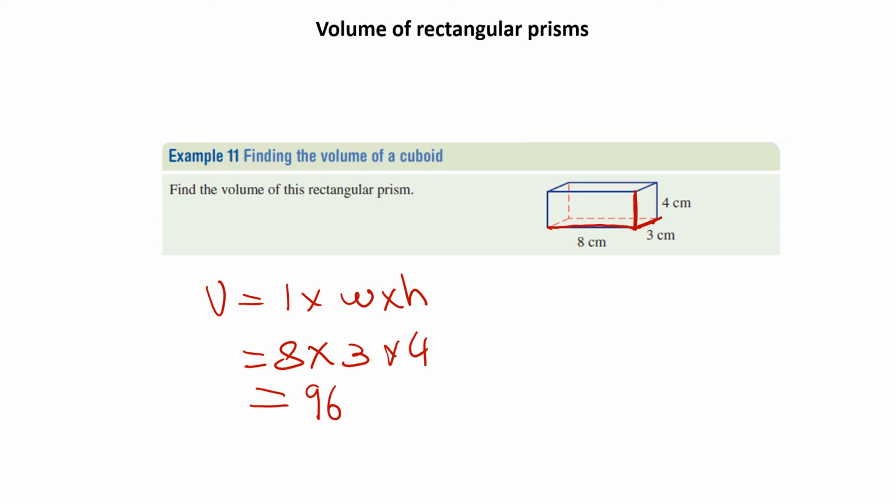Now, that's not my final answer. My final answer has to account for the fact my units are in centimeters. So it would be centimeters cubed. Okay, so when we're talking about the volume of a rectangular prism, this is what we're talking about.